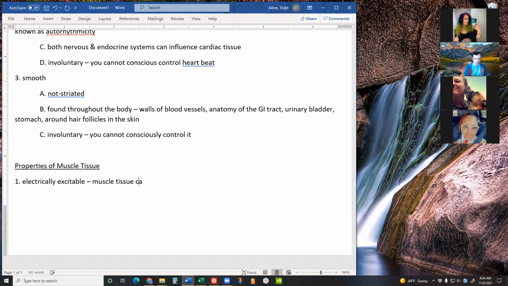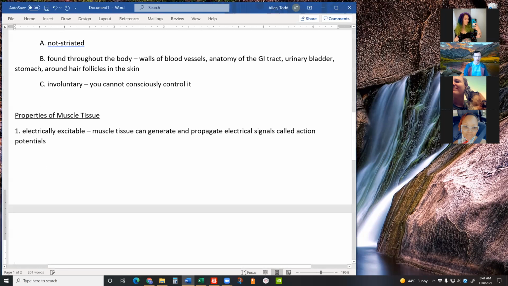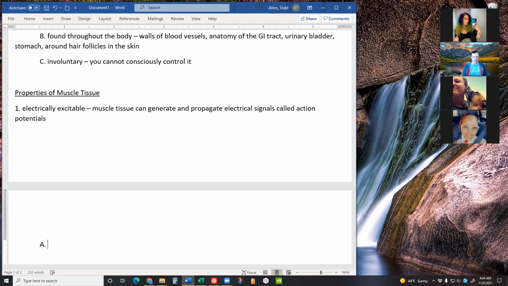Muscle tissue can generate and propagate electrical signals called action potentials. And I'll put down here in your notes that only neurons of the nervous system and specialized cardiac muscle cells in the heart have the ability to create these electrical signals.